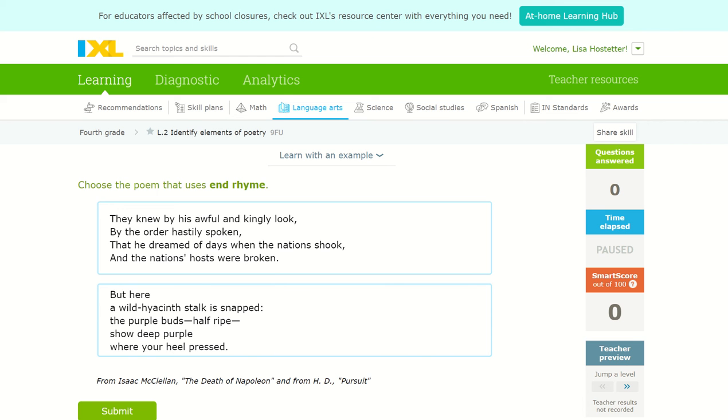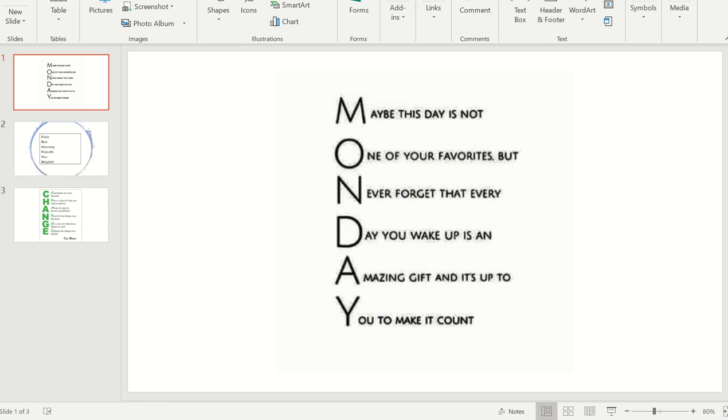We're going to do a few together, and there are different types of rhyming patterns in poems. Sometimes a poem can have different lines. Let's look over here.